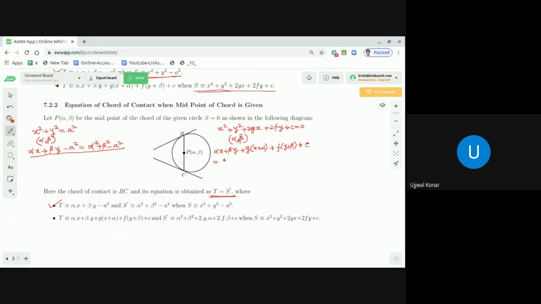S dash is equal to what? In that expression of x square plus y square plus 2gx plus 2fy plus c, we replace x by alpha and y by beta. So that becomes alpha square plus beta square plus 2g into alpha plus 2f into beta plus c. That is the equation of the chord of contact in terms of the midpoint. I hope it is very well understood, dear students. Any difficulty, please do let me know.